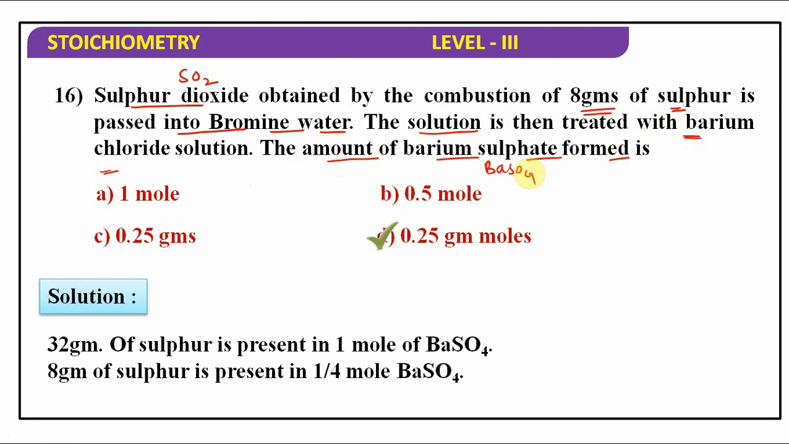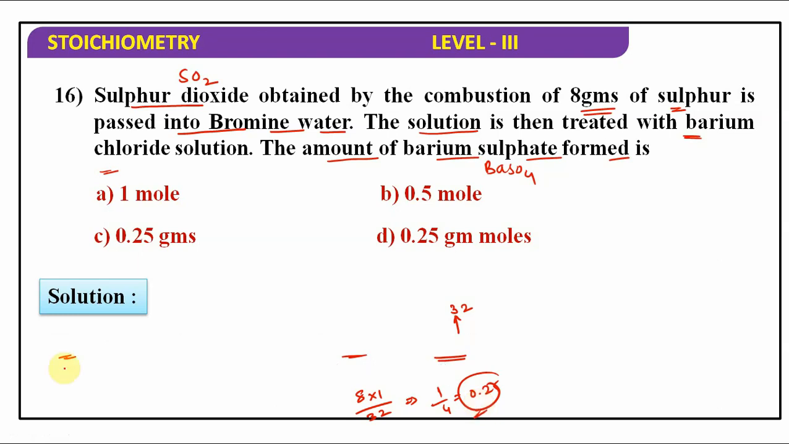See, according to their explanation, here barium sulfate is 1 mole they have considered. 32 grams of sulfur is present in 1 mole of barium sulfate, since the atomic mass of S is 32. But how much sulfur have we taken? 8 gram. Do the cross multiplication: 8 into 1 upon 32, which gives you 1 by 4. That is nothing but 0.25 gram mole. That is the answer. This is one way of solving. It's a simple method.